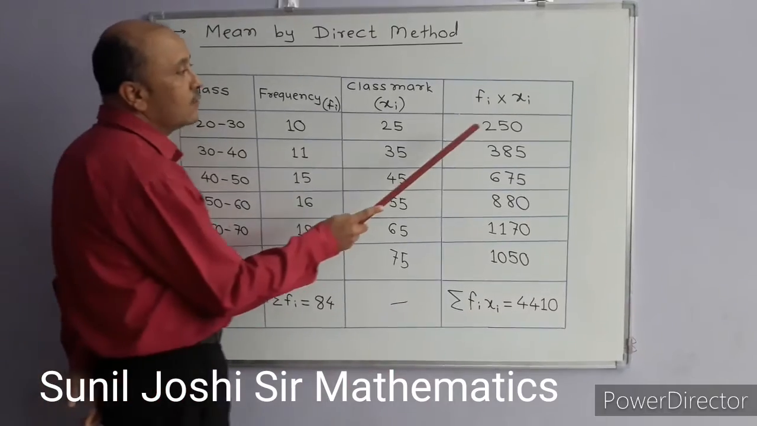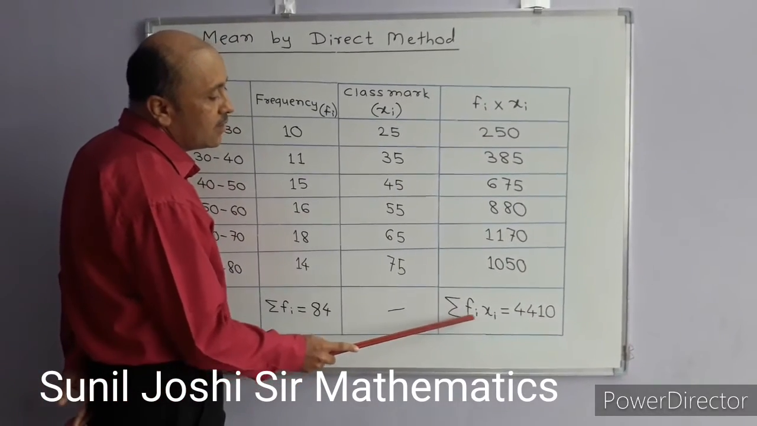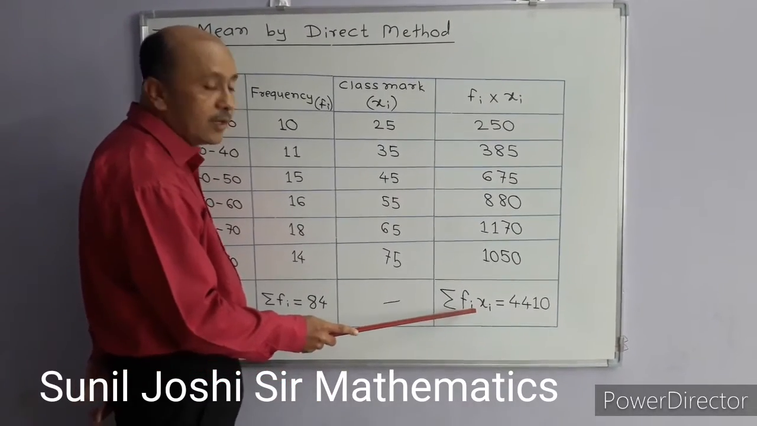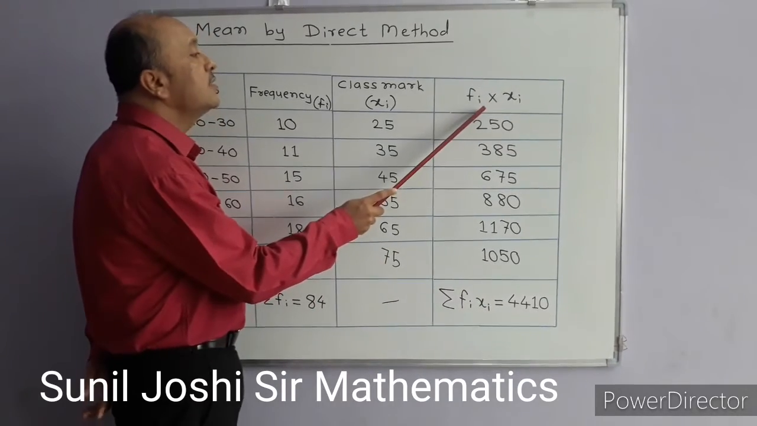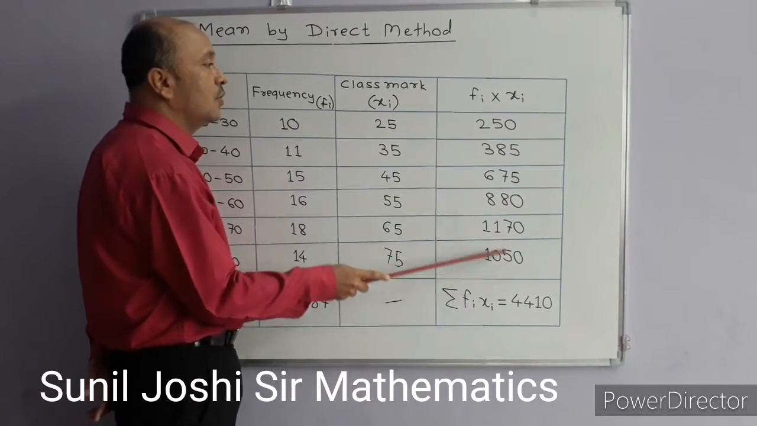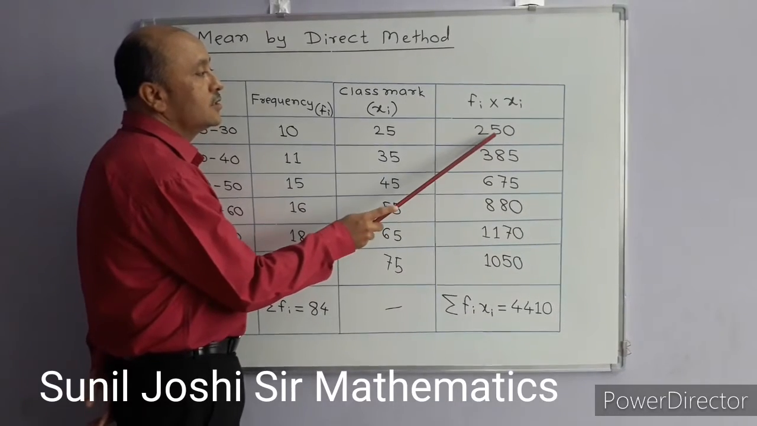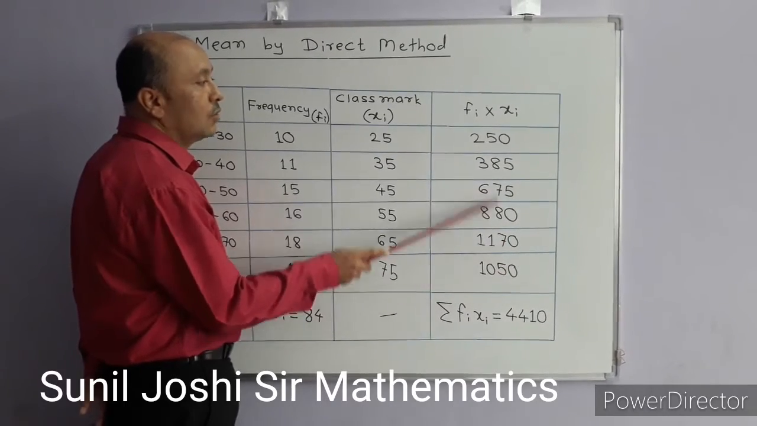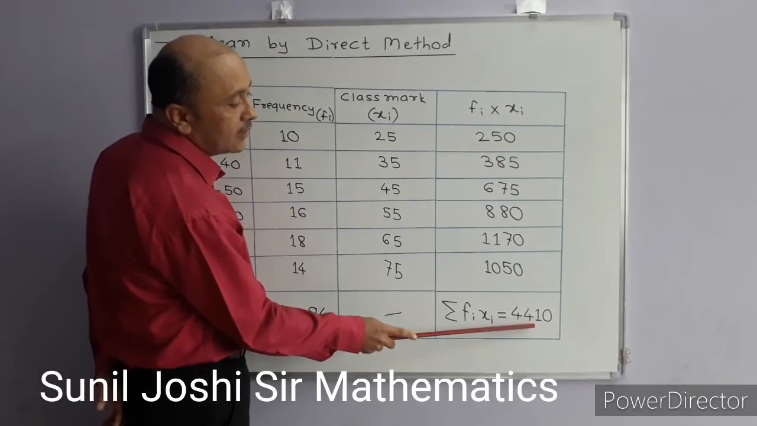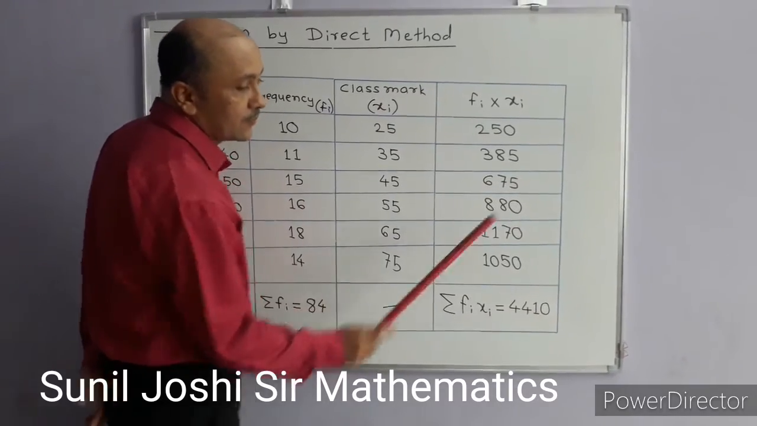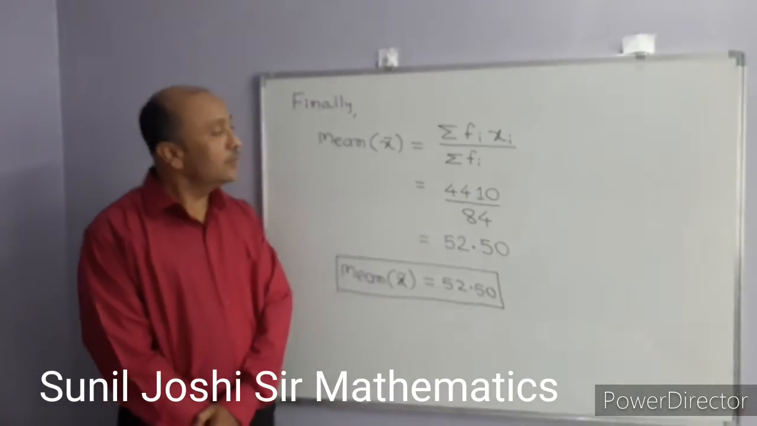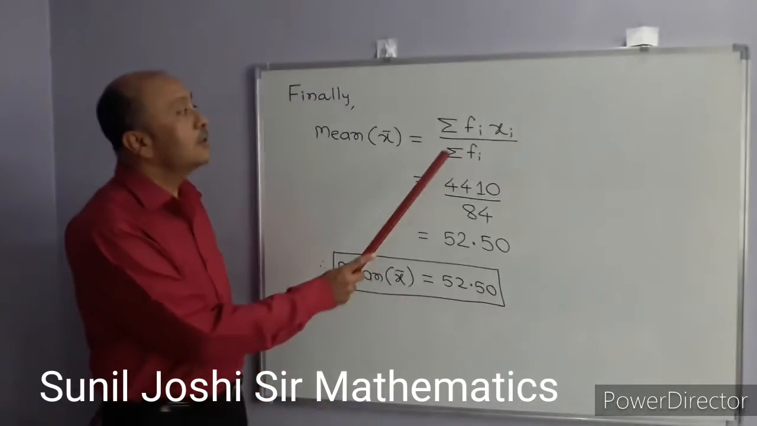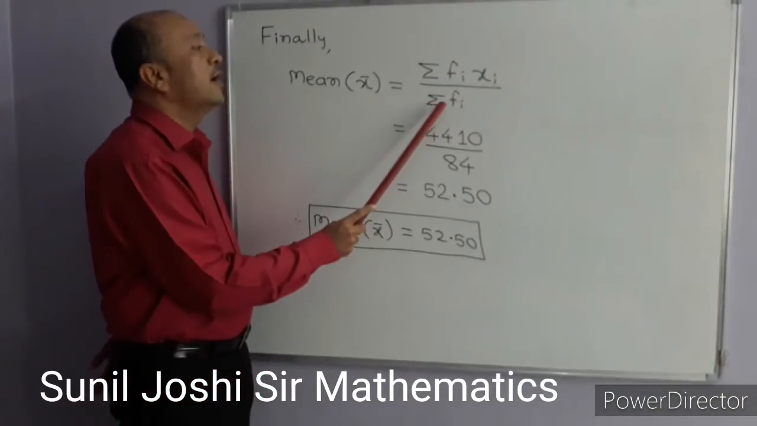The next operation is addition, denoted by sigma fi xi. Sigma stands for addition, and here we add the fi into xi column. All the numbers in this column are added: first number plus second plus third plus fourth plus fifth plus sixth. That gives the answer 4410. So, students, we have completed the table, and from the table we know the values of sigma fi xi and sigma fi.